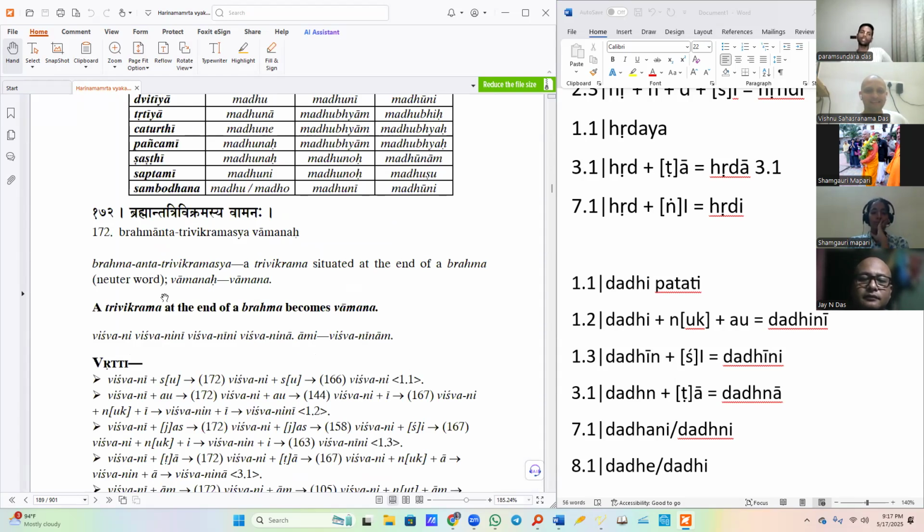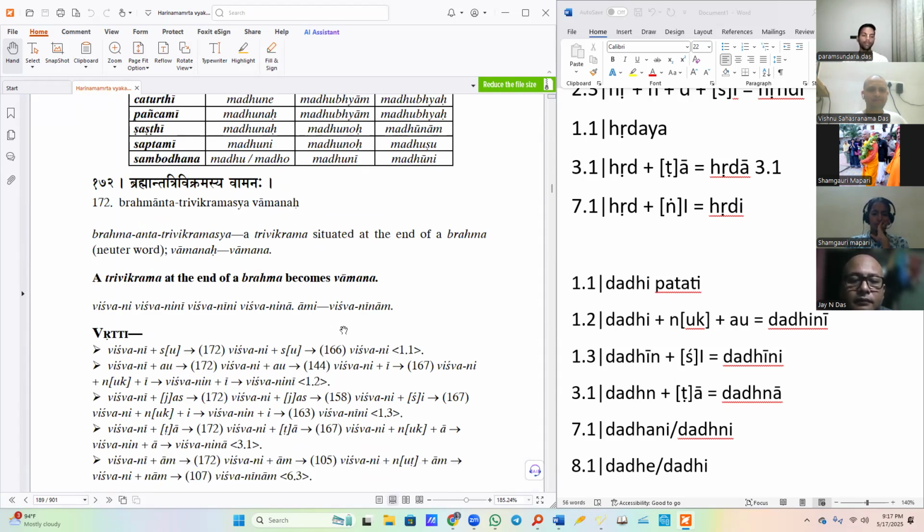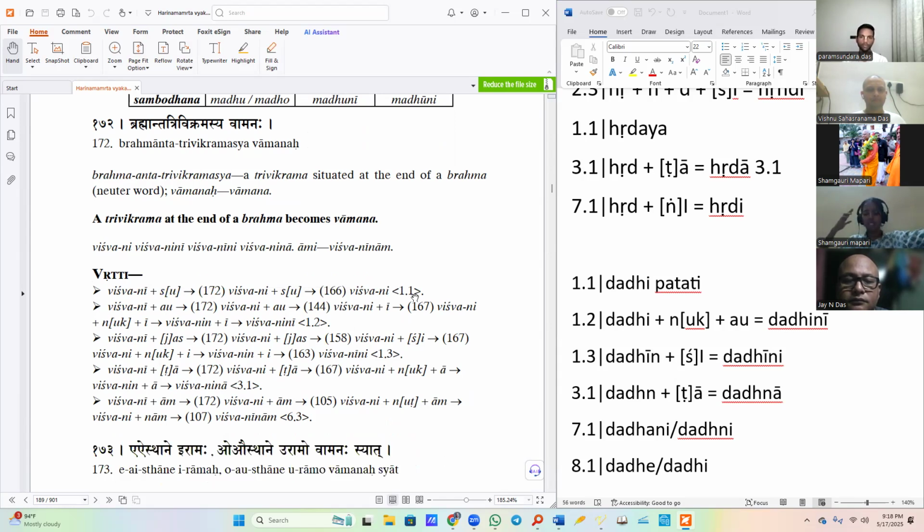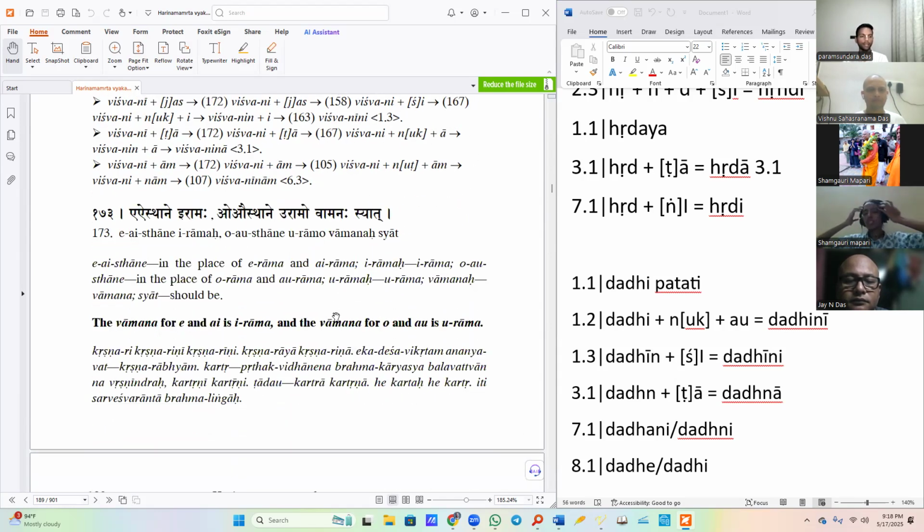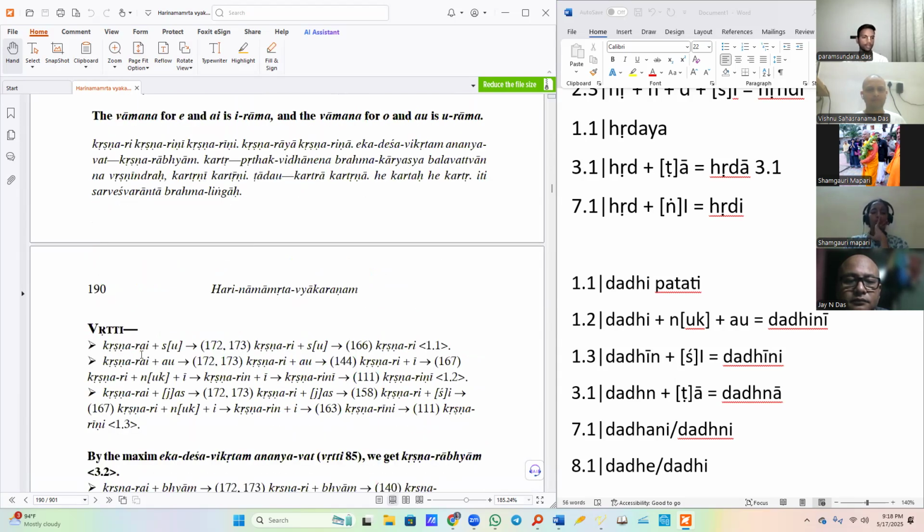Brahmanta Trivikramasya Vamanaha. A Trivikrama at the end of Brahma becomes Vamana. Now, let's say we have a word in Brahmalinga ending with a Trivikrama Akshara, a long vowel. For example, Vishwani. This sutra simply says that for any such word, we make the Trivikrama into Vamana by default in Brahmalinga. So Vishwani ends with Trivikrama E, plus Su. First we make it into Vamana and then we keep on applying the rules. Very simple. Nothing much.